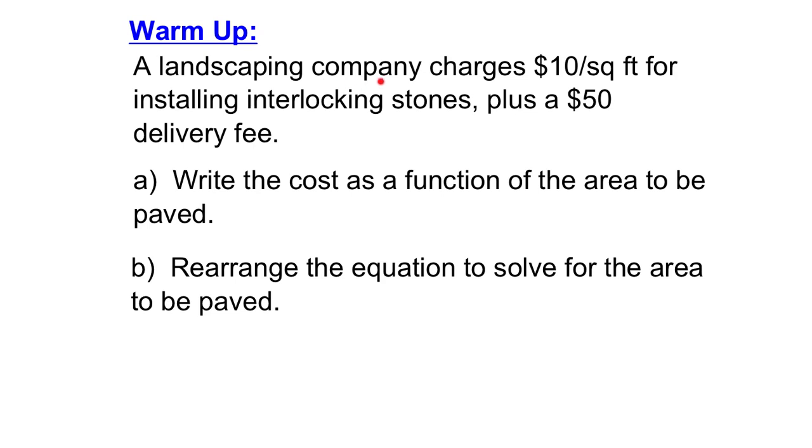A landscaping company charges $10 per square foot for installing interlocking stones, plus a $50 delivery fee. Write the cost as a function of the area to be paved. And then part B, rearrange the equation to solve for the area to be paved. Pause the video and see what you can come up with.